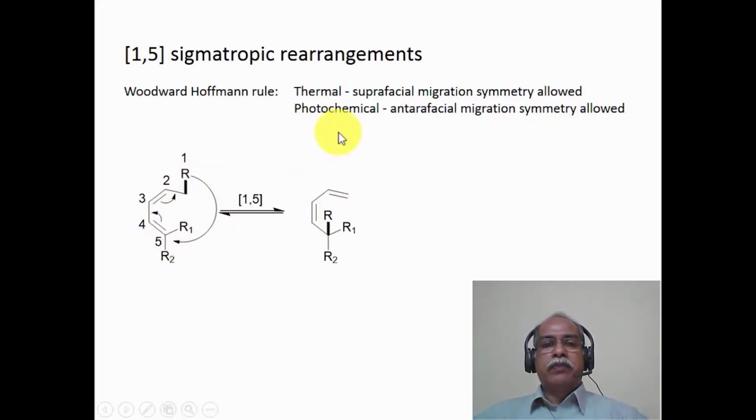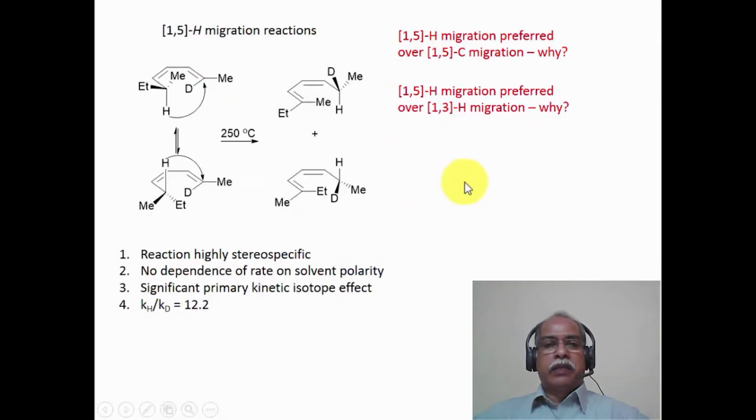Let us recall the Woodward-Hoffmann rule for the 1,5 carbon and hydrogen shift. Under thermal condition, suprafacial migration is symmetry allowed as well as geometry allowed. Photochemical migration is allowed only if the antifacial migration is possible in the case of the 1,5 sigmatropic rearrangement under photochemical condition. So the thermal 1,5 sigmatropic rearrangements are quite common. There are several examples that are known here.